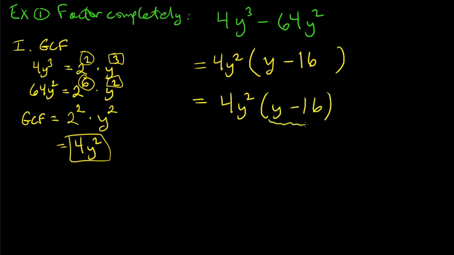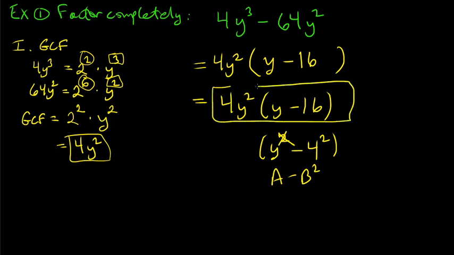Now, y minus 16 is a binomial, and 16 is a perfect square. 16 is 4 squared. However, it's not y squared. It's not a squared minus b squared. There's no 2 here. So you can think of it as a minus b squared, but unless they're both perfect squares, you won't be able to do anything with this. So the y minus 16 is prime. That's how we know we're done. We can stop right there. Okay, so that's our first example. Let's do another one.